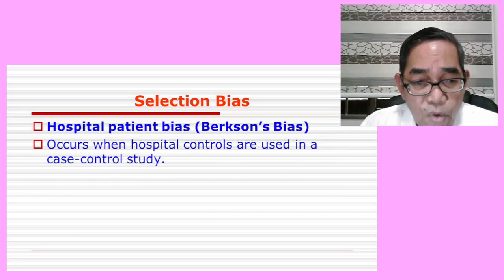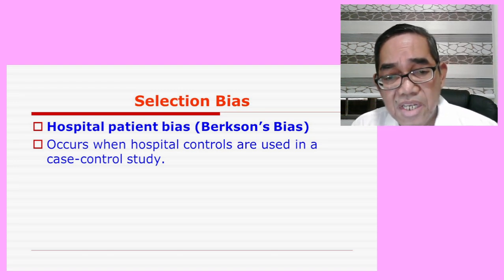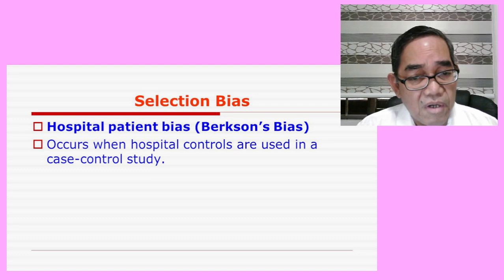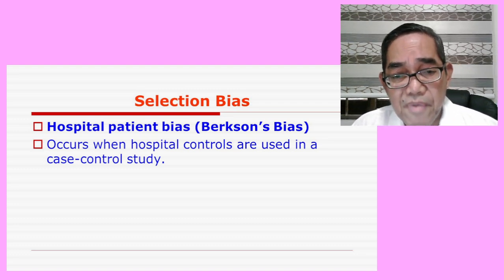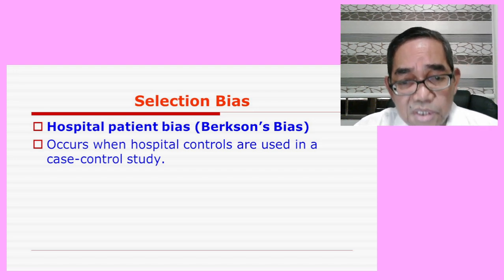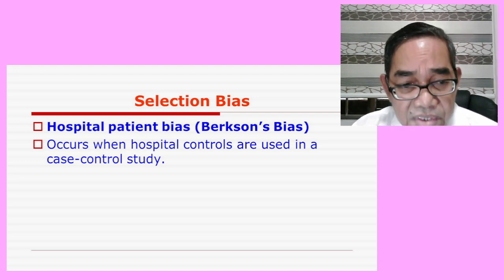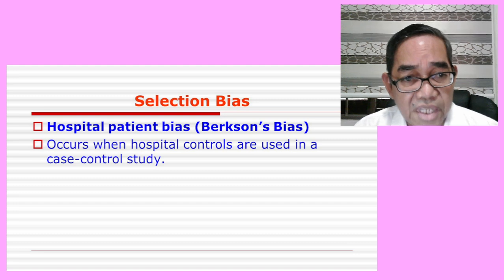Okay, we have another type of bias which we call the hospital patient bias, or more commonly known as Berkson's bias. This Berkson's bias occurs when hospital controls are used in a case control study.